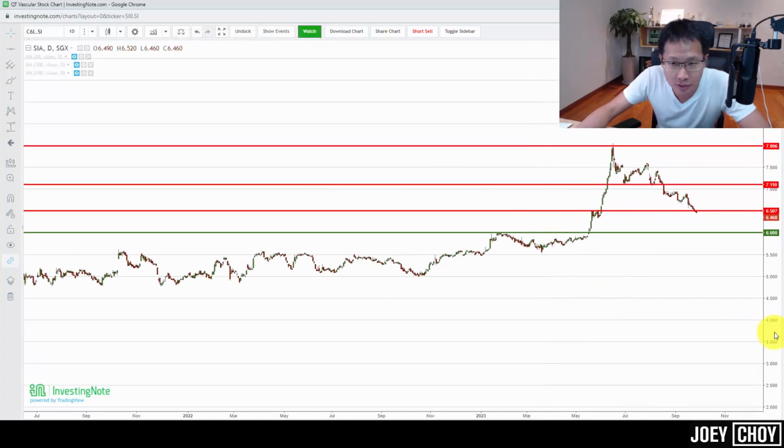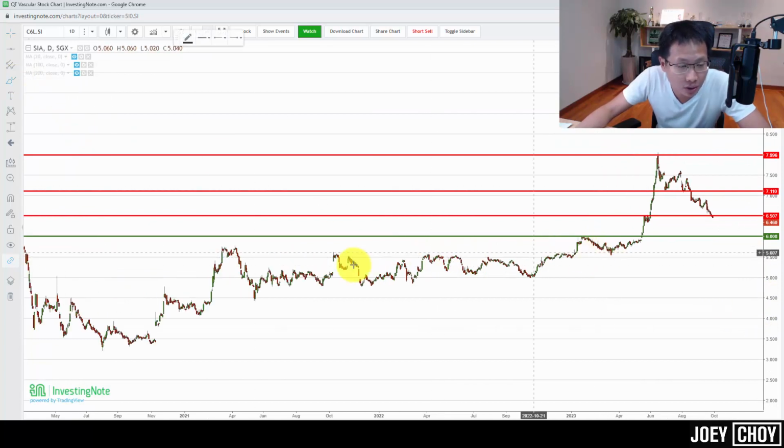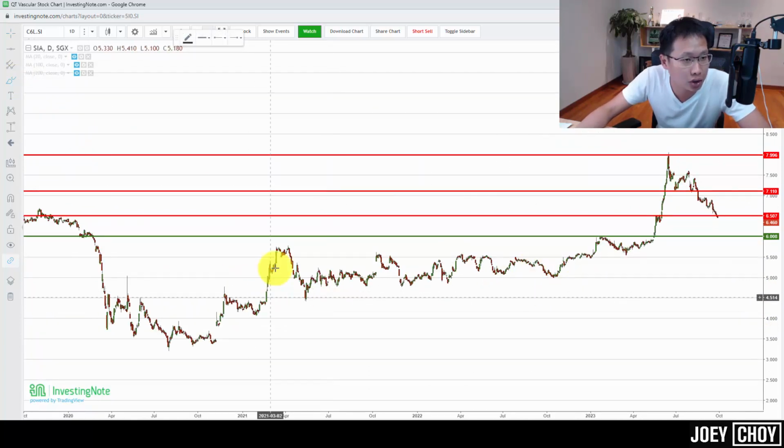And so why did I draw this line? The first line would be this level called the $6. You can see $6 is what we call a psychological level as well. $5.50 to $6 since like 2021, we have been nearing this level.